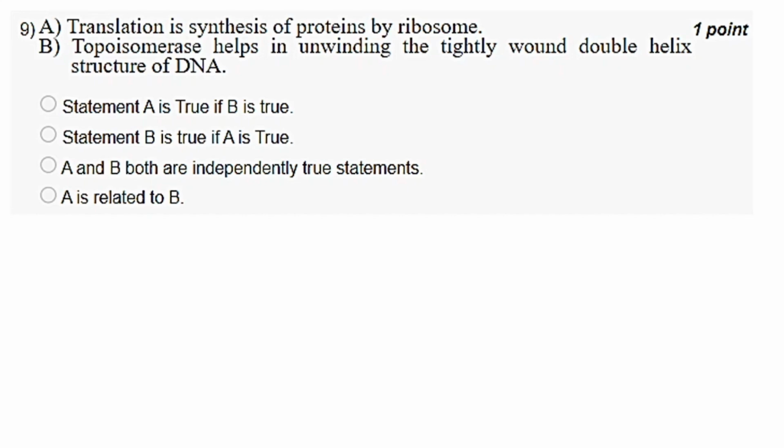Yes, you're correct. Both A and B are true statements and they are independently true. They have no relationship to each other whatsoever. So that option is C. A and B are both independent true statements.